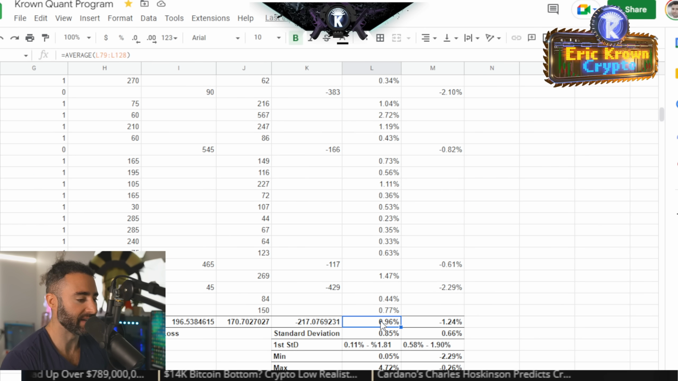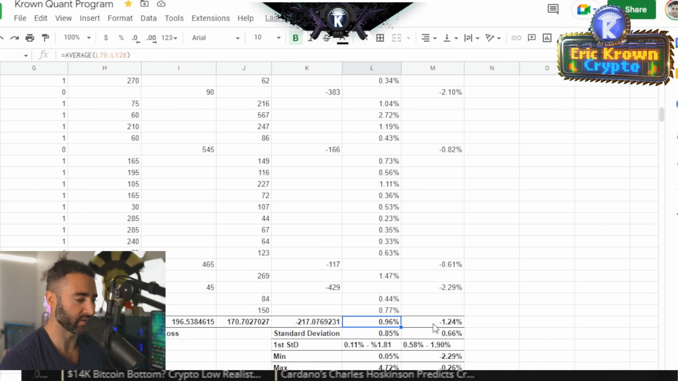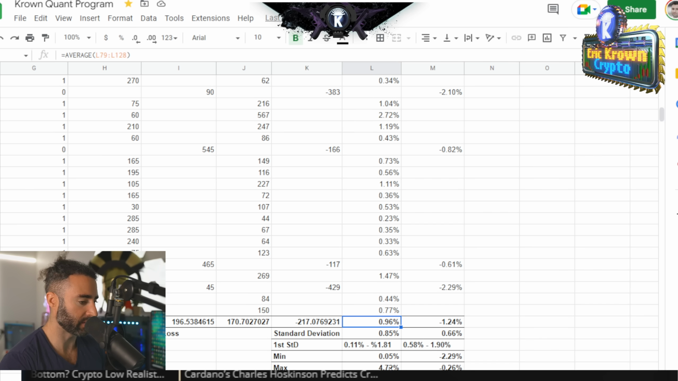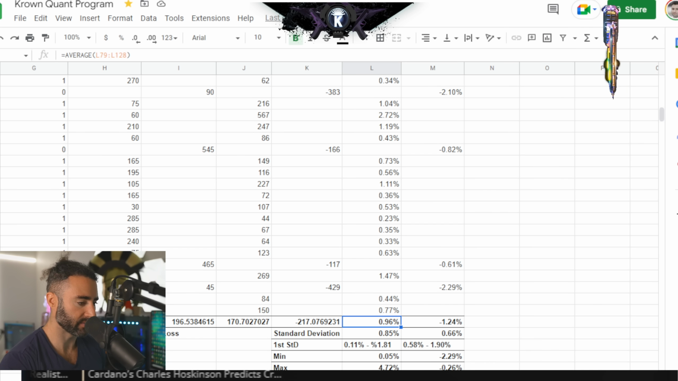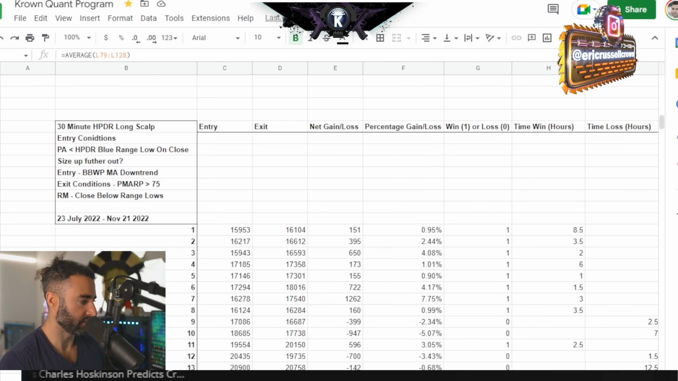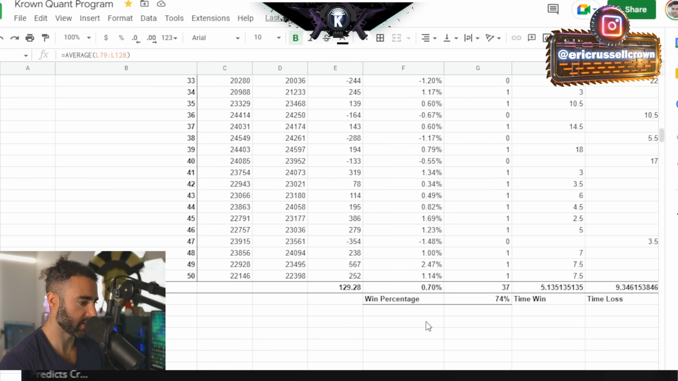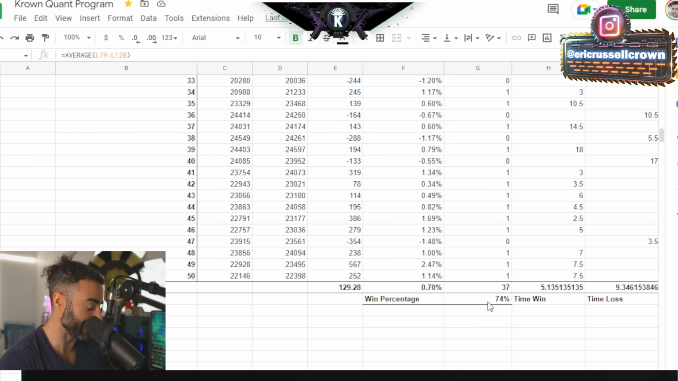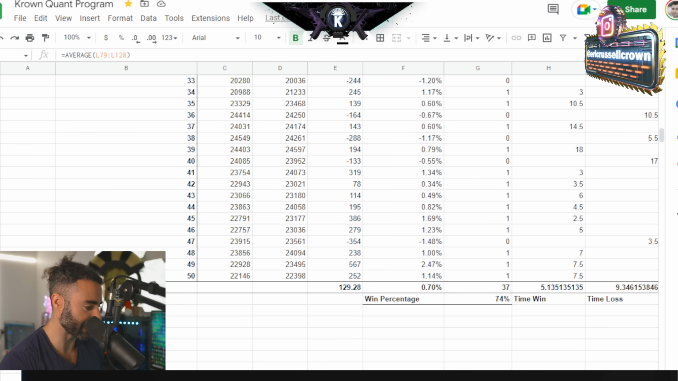Again, win return percentage, loss return percentage, again, very close right there. First standard deviation, min, max, you get the idea. Let's go through the 30-minute, same thing. Oh, and what do you know? The same win rate again, 74% actually.